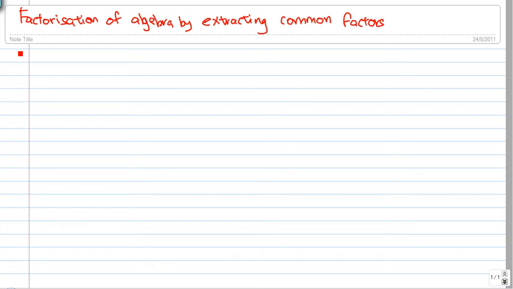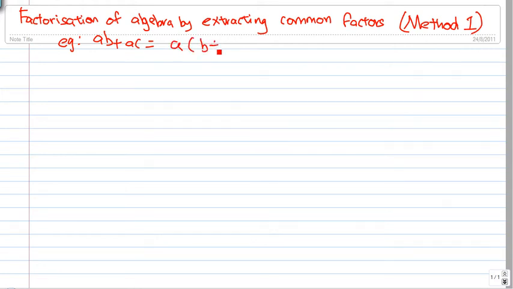Alright, in this lesson we're going to talk about factorization of algebra by extracting the common factors. Okay, so this is, let's call this method 1, alright? There are many methods to do it depending on the question. Okay, so if you meet a question such as AB plus AC, what's the common factor in this case? Isn't it A? So you extract the common factor, okay, and you put B plus C in brackets.